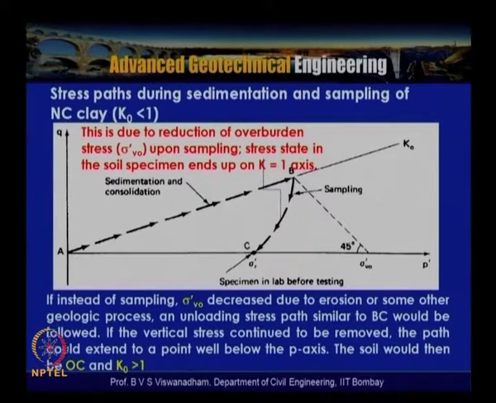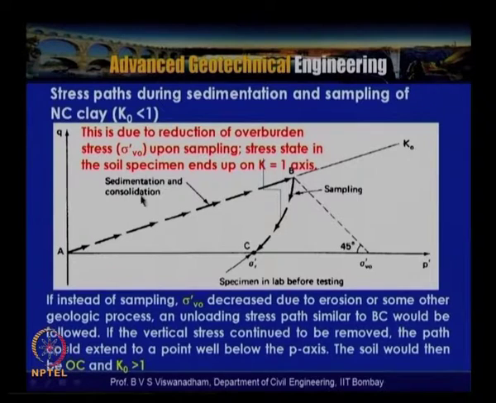Then the stress path is drawn like this with q versus p dash. Because of the sedimentation consolidation, the stress path follows the K naught condition because of the one dimensional compression. So it goes along the K naught line, and then if sampling is done, there is a possibility that the stresses will get reduced. So you can see that the stress path takes this particular direction. This is because of the sampling.